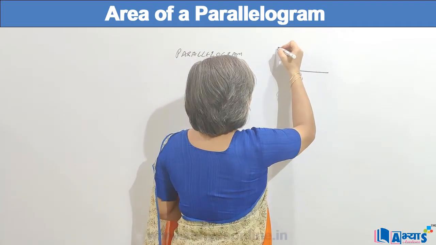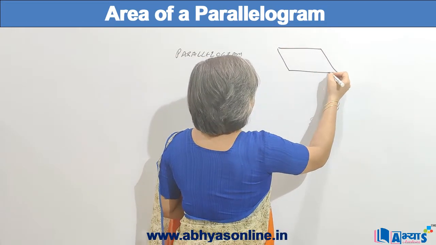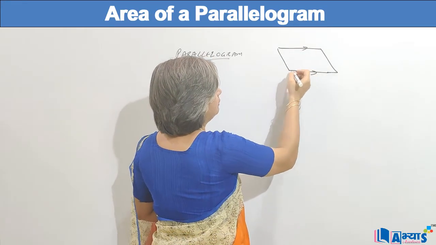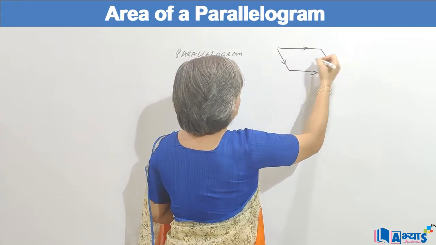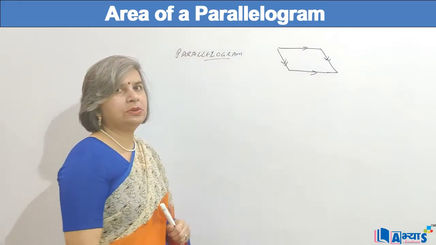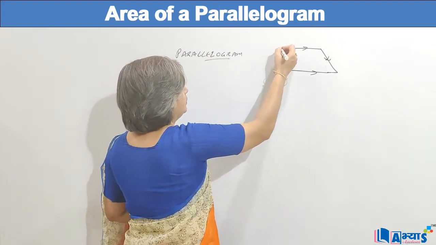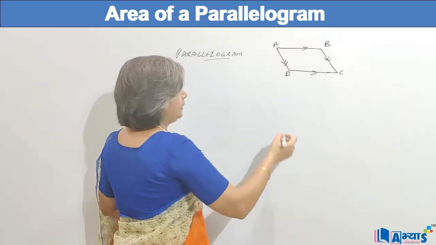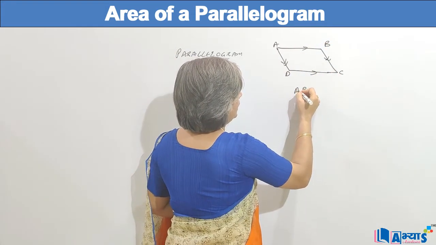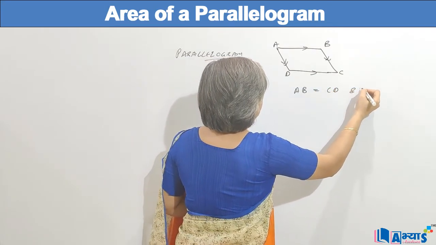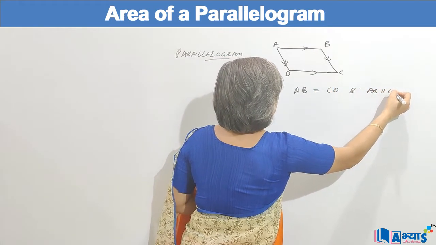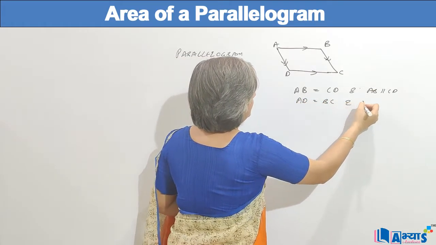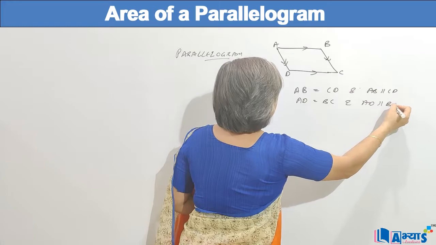For example, if I draw a parallelogram like this, now this is a parallelogram, this side is parallel to this side and this side is also equal to this side. Similarly, this side is parallel to this side and it is also equal to this side. So suppose the name of the parallelogram is ABCD, so the properties are AB is equal to CD and AB is parallel to CD. Similarly, AD is equal to BC and AD is parallel to BC.